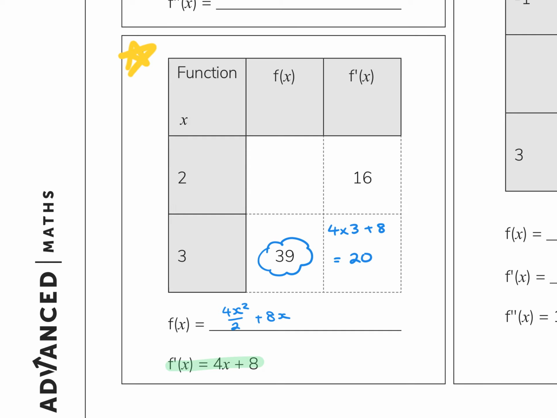Continuing through this activity sheet, they'll then need to form and solve simultaneous equations and even consider what the third derivative of a function might look like.